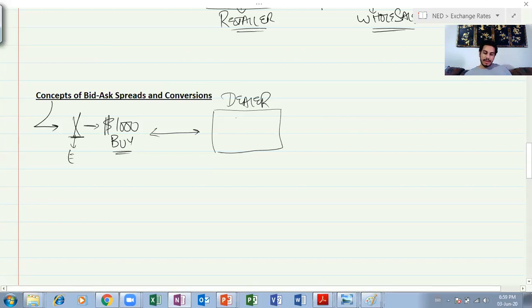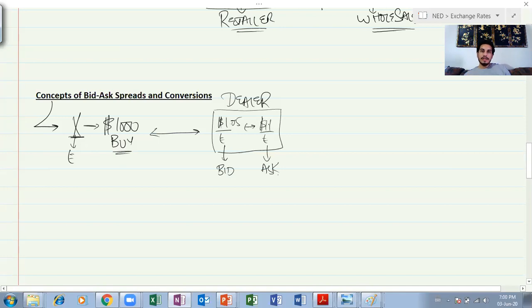So let's suppose he has an exchange of $1.05 per euro and $1.1 per euro. You always go to an exchange rate. You must have seen there are two quotes written over there. That's from the point of view of the dealer. And what the dealer is trying to say to you is that this is the bid quote and this is the ask quote.